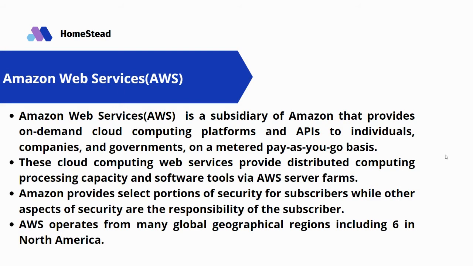Amazon Web Services is a subsidiary of Amazon that provides on-demand cloud computing platforms to individuals, companies, and governments on a pay-as-you-go basis. These cloud computing web services provide distributed computing processing capacity and software tools. Amazon provides select portions of security for subscribers, while other aspects of security are the responsibility of the subscriber. AWS operates from many global regions.